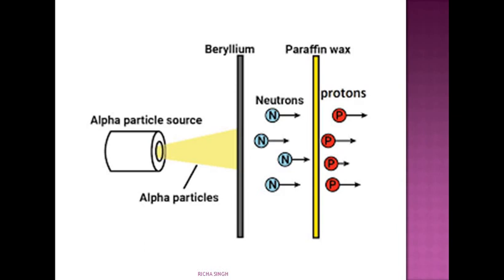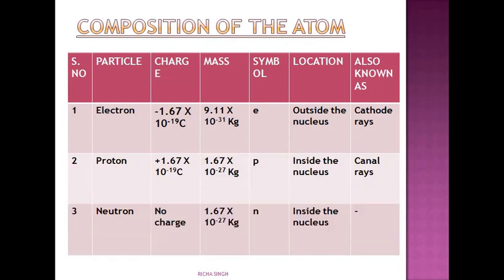Now let's compare the subatomic particles, that is, the composition of the atom. It consists of electron, proton and neutron. The charge on an electron is -1.6 × 10^-19 C, where C represents coulomb. Coulomb is the unit to measure charge. The proton has the same charge, the difference being that it has a positive value. Neutron has no charge. Therefore, the atom becomes electrically neutral.